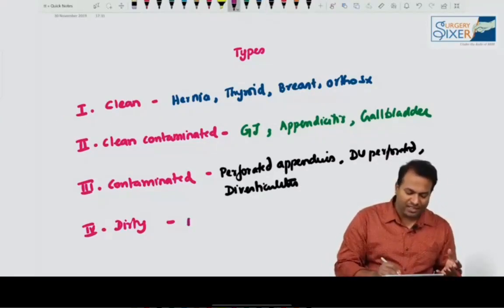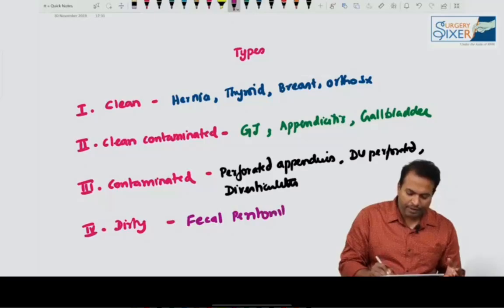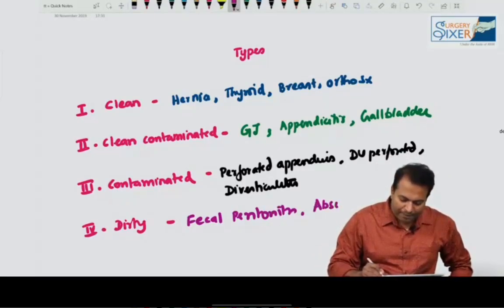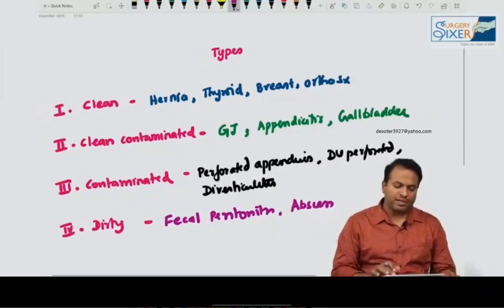Dirty wound is one in which there is fecal contamination, like fecal peritonitis, with fecal contamination all over the peritoneal cavity, or a severe abscess in the pelvis or in the abdominal cavity. These are all dirty wounds. So these are the 4 types of wounds we have.